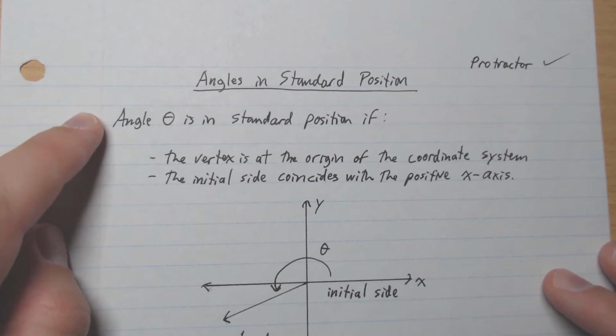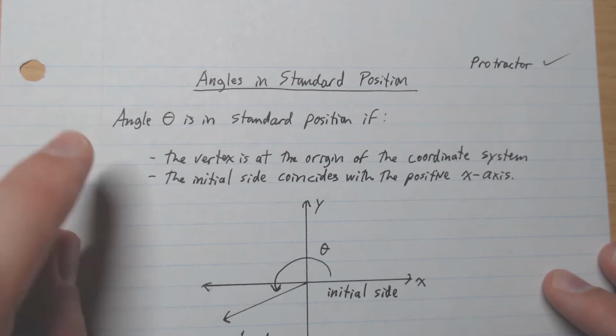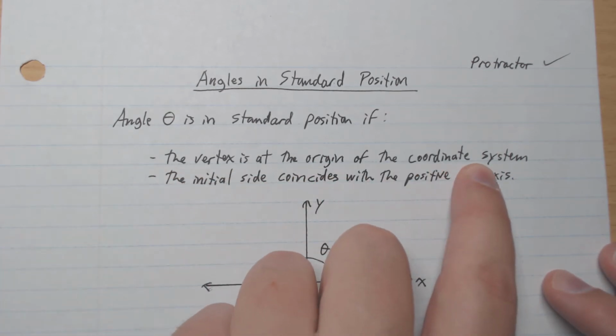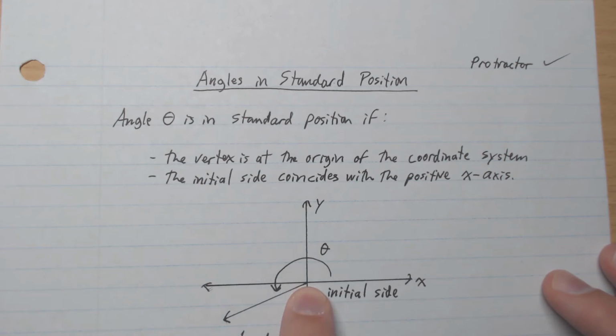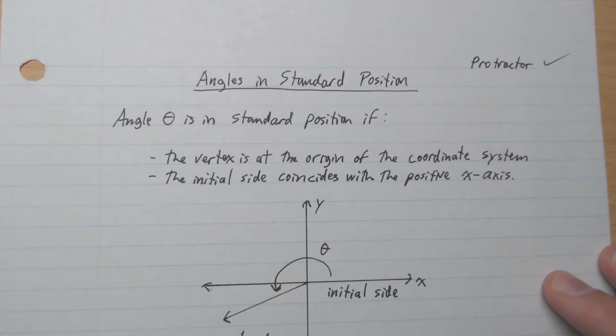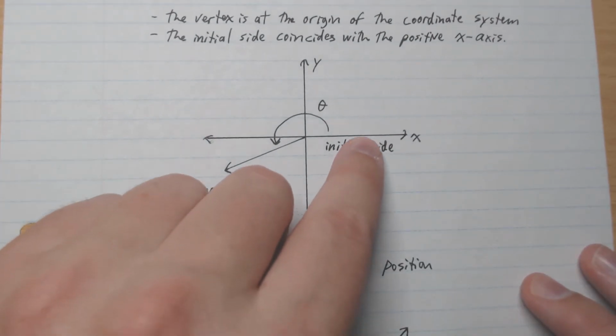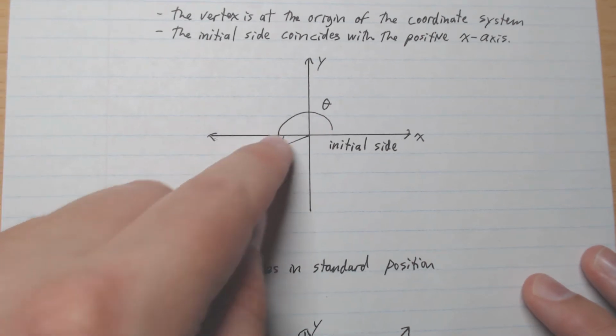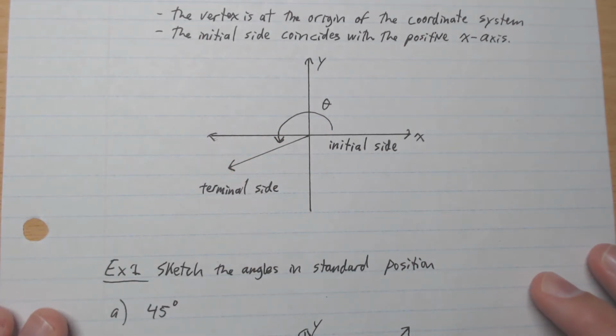So an angle theta is in standard position if the vertex is at the origin of the coordinate system, right? So that would be right there. And then the initial side coincides with the positive x-axis. So that's right here. So you can see we have our angle and where we end on the terminal side like that.